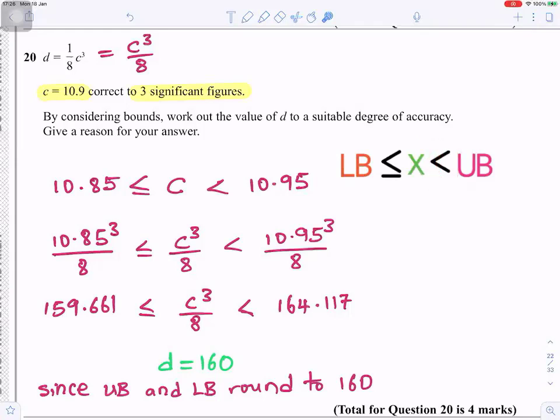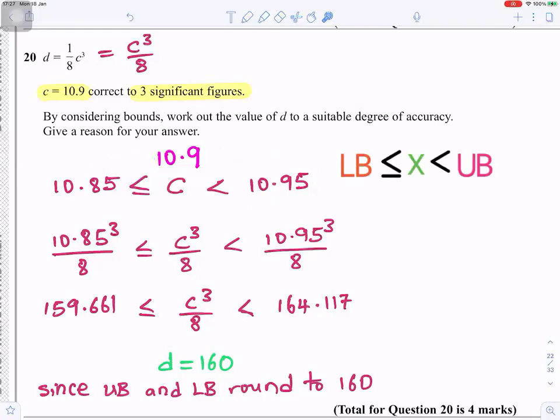So if we have C in the middle, we have less than or equal to, C is 10.9. What number can you round to 10.9? That's what we're asking here. You can round 10.85 to 10.9. And you can round a number which is just below 10.95 to 10.9. That's why it's less than.